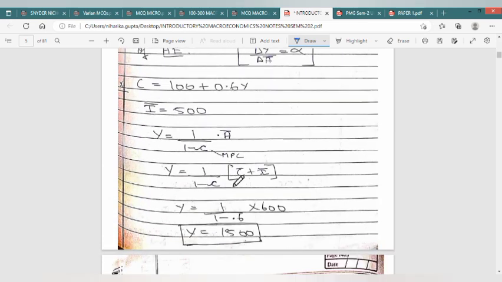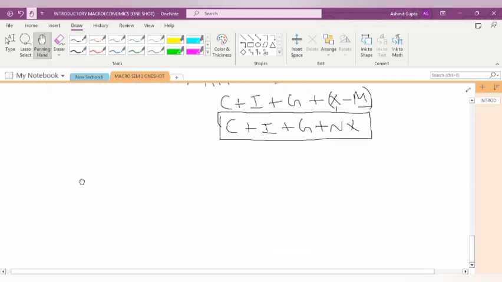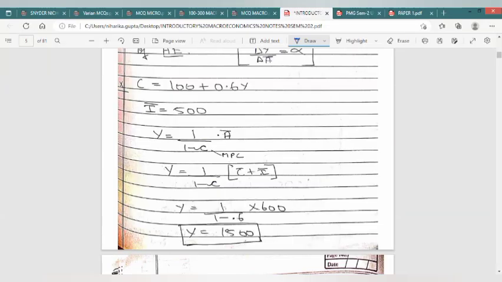Now there is an important concept known as the multiplier, which is basically defined as a change in the equilibrium level of income, that is YE, due to a change in any aggregate autonomous expenditure component, that is A bar. Sometimes in the two-sector model we have I bar and C bar as that. In the three-sector model we will also have G bar, and so on. So let's have a simple numerical about it.